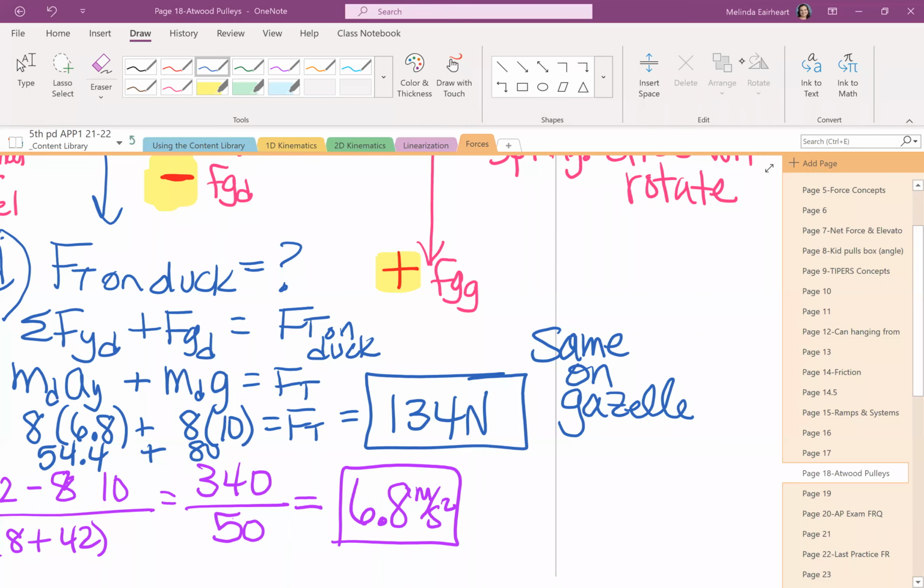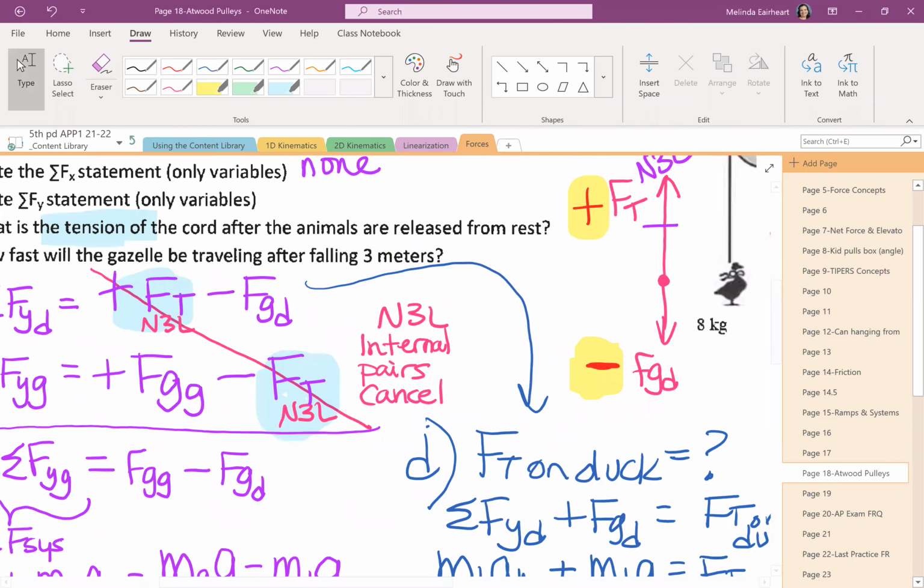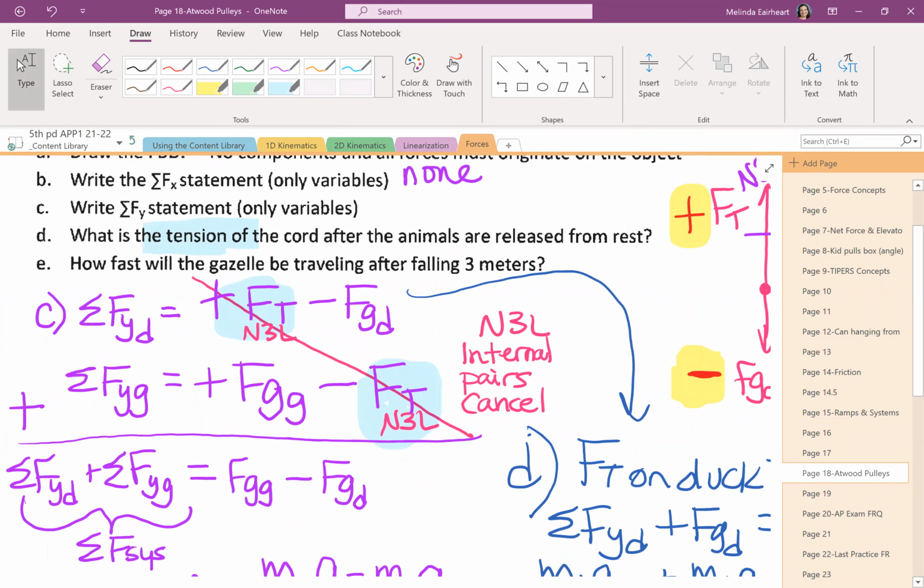All right, so if you're listening, I got the numbers, 134 newtons. If you did FNet with the gazelle to solve for tension, you should get the same thing. And then the last thing is asking about how far they move, or how fast will they move? Kinematics. You already know acceleration, good old kinematics. End of story. See y'all next time.